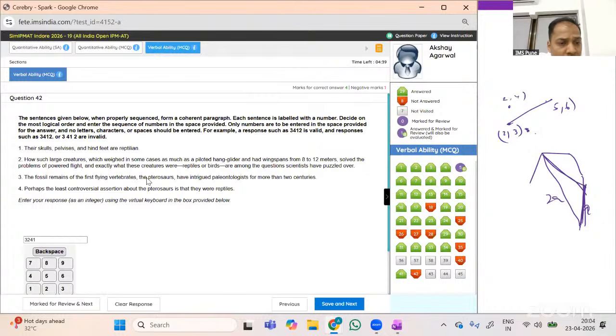The fossil remains of the first flying vertebrates have intrigued paleontologists for more than 2 centuries. What was the intriguing thing? How such large creatures fly are among the questions that puzzled scientists. 324131.